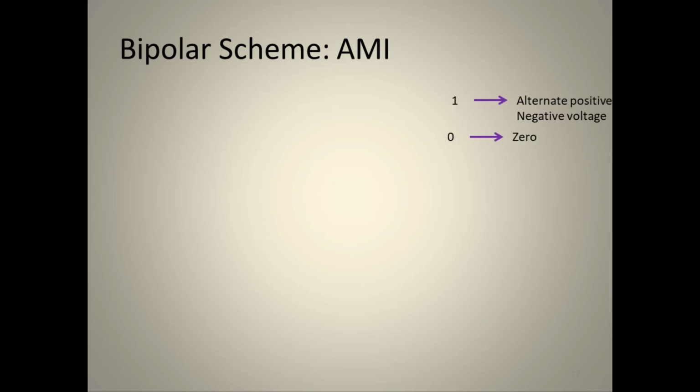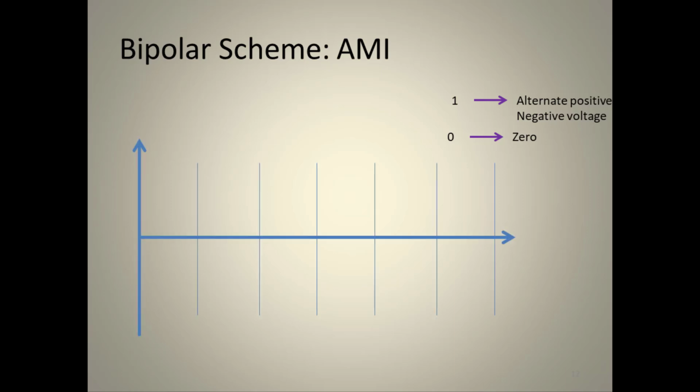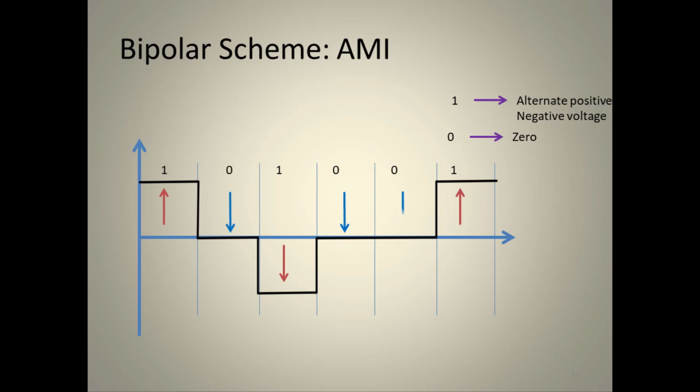So let us see what AMI is. In AMI, if the next bit is 1, the voltage will alternate between positive and negative voltage. If it is 0, it is 0. Let us take the same bits, 1 0 1 0 0 1. As we can see here, you can see the red arrows and the blue arrows. For the red arrows, the data bit 1 comes 3 times. For the first one we get positive, for the second one it becomes negative, for the third one it again becomes positive. So for every next 1, it alternates from positive to negative voltage. The blue arrows show 0. So 0 is always 0.